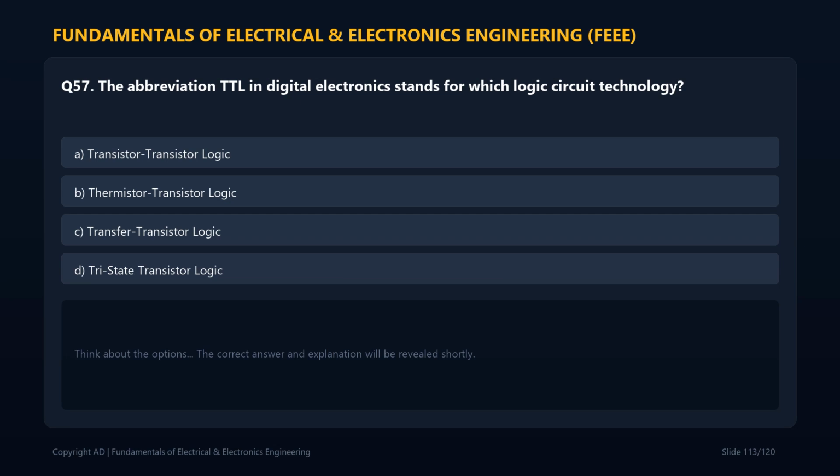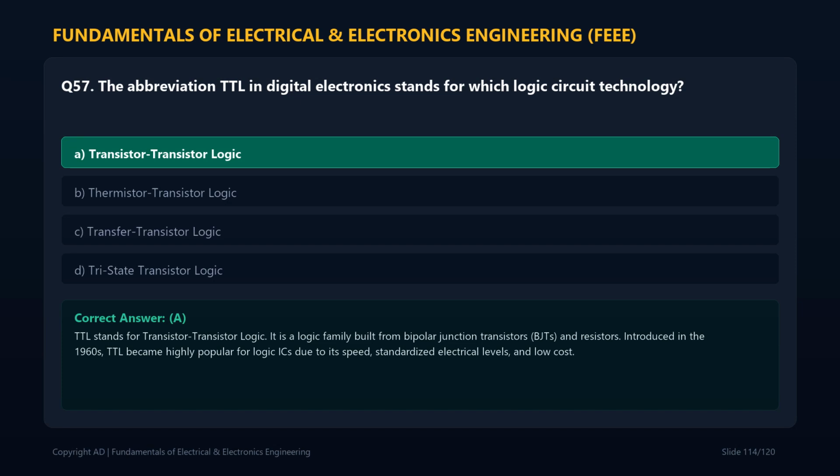Question 57. The abbreviation TTL in digital electronics stands for which logic circuit technology? Option A. Transistor logic. Option B, thermistor transistor logic. Option C, transfer transistor logic. Option D, tri-state transistor logic. The correct answer is A, transistor logic. TTL refers to transistor logic, a widely used bipolar logic circuit family known for its speed and noise margins.